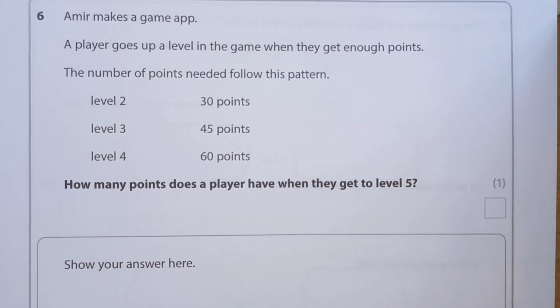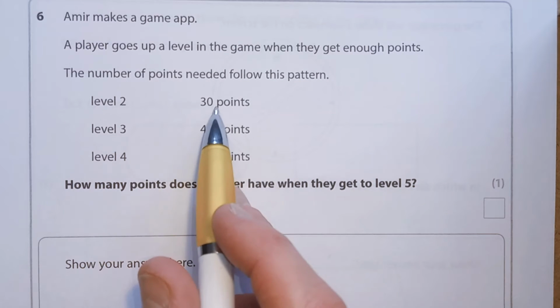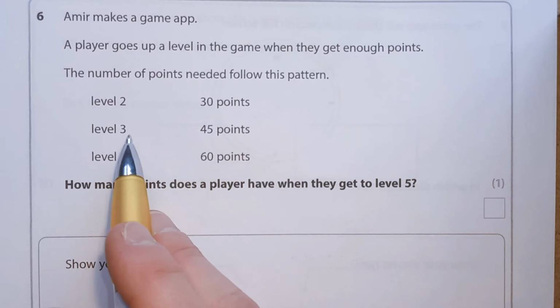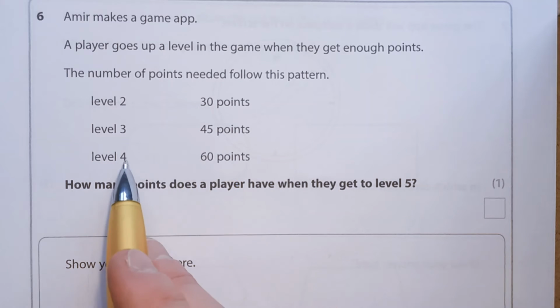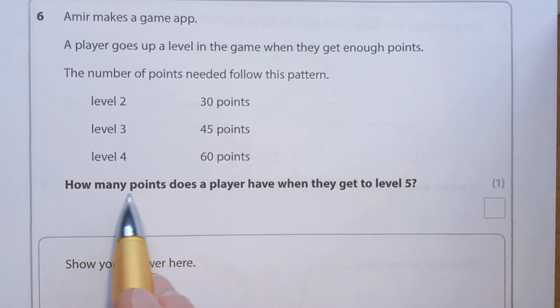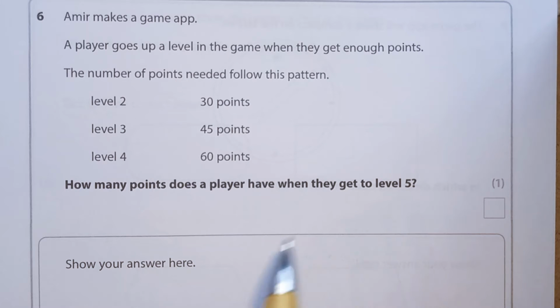Question 6. Amir makes a game app. A player goes up a level in the game when they get enough points. The number of points needed follow this pattern. Level 2, you need 30 points. Level 3, 45 points. Level 4, 60 points. How many points does a player have when they get to level 5?